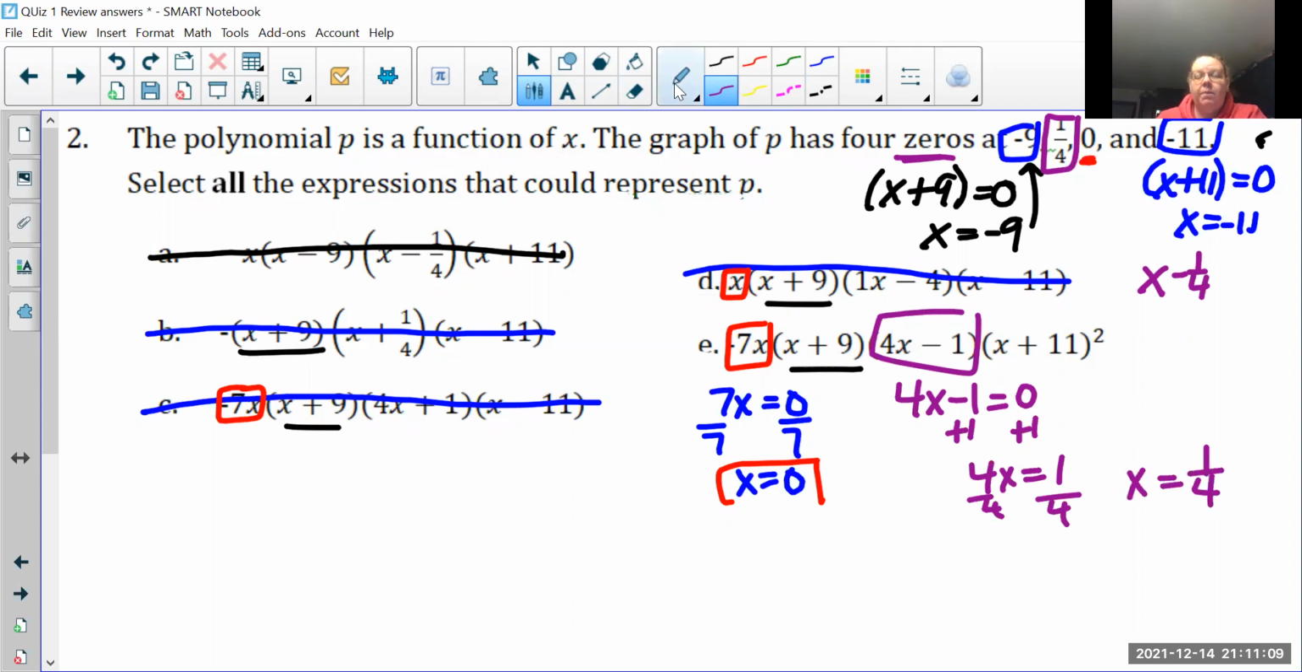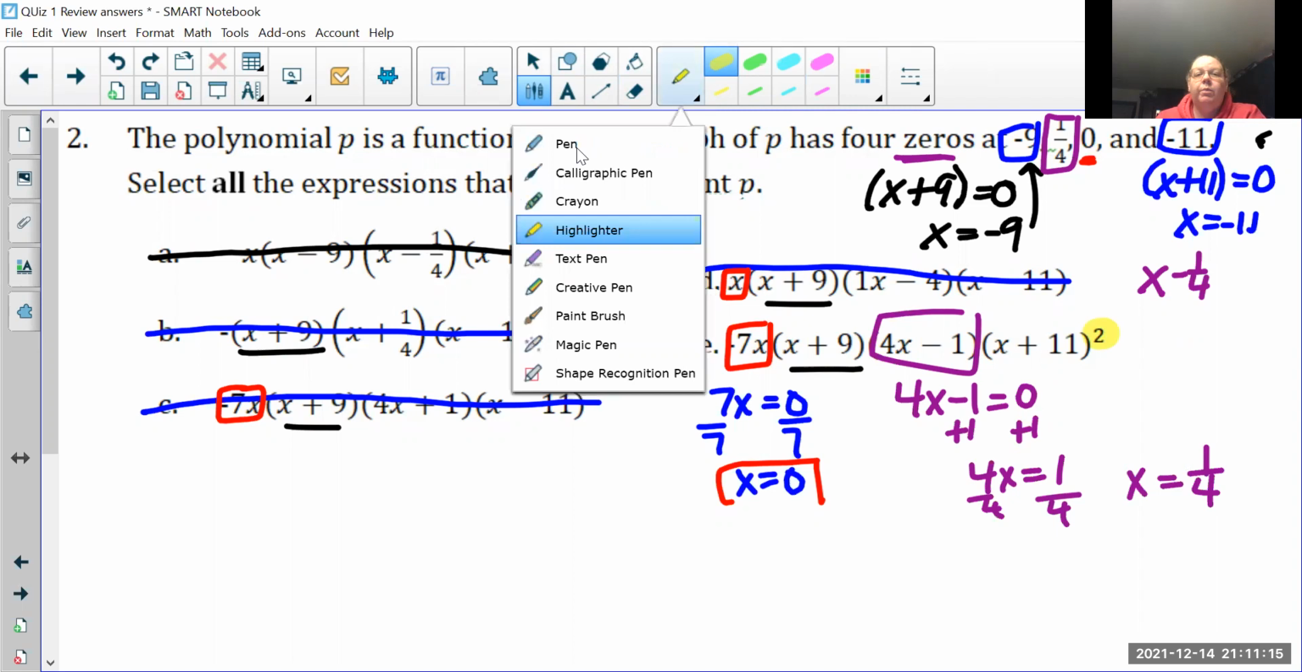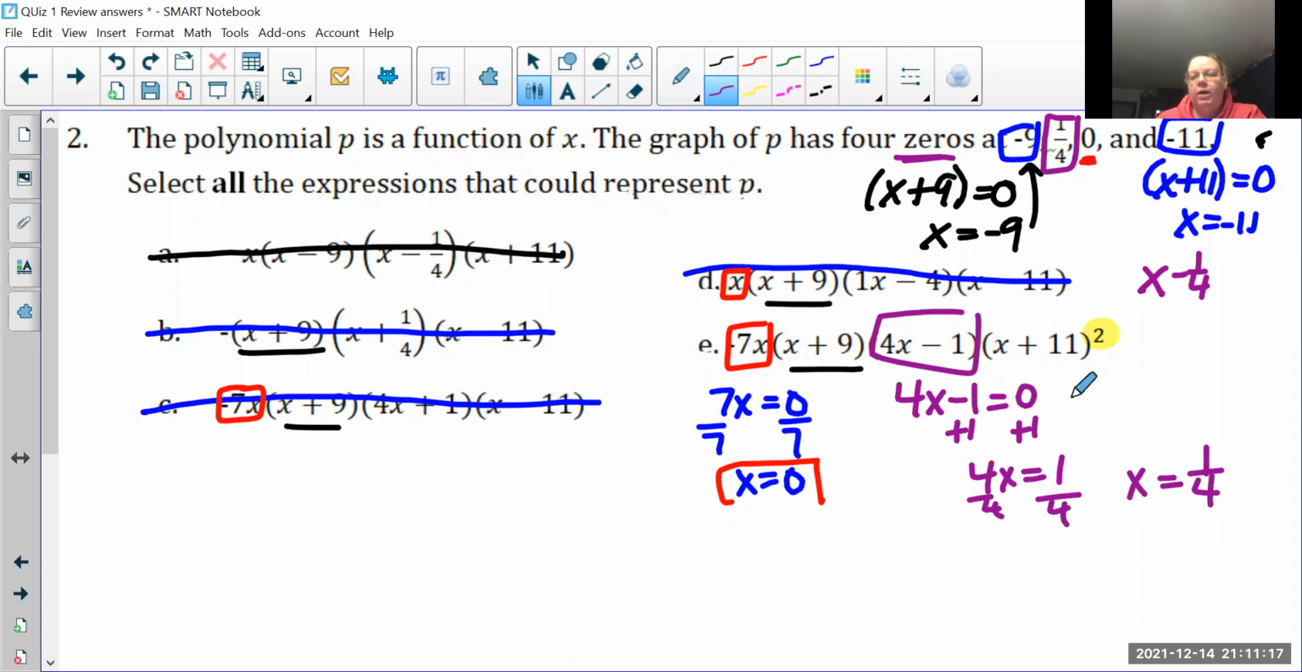Now, the only thing that you might be wondering, well, this says squared, where does that appear up here? Remember, that just means that that one term is actually listed twice. So we have x plus 11 twice. That's not going to change that -11 is one of the zeros. That just means that it's going to hit it twice. And when we graph it, it's going to bounce off of it and keep going. So it doesn't give us an extra 0. It's still -11, even though it says it's twice.